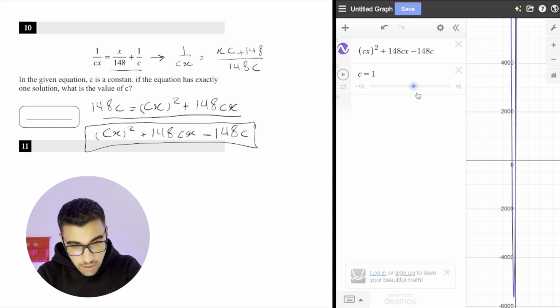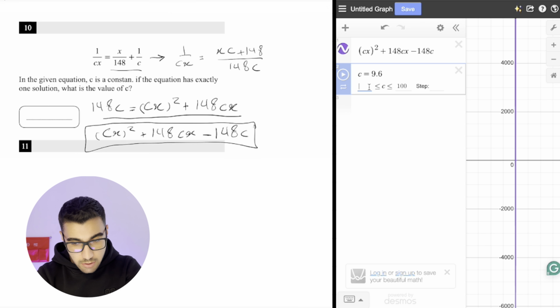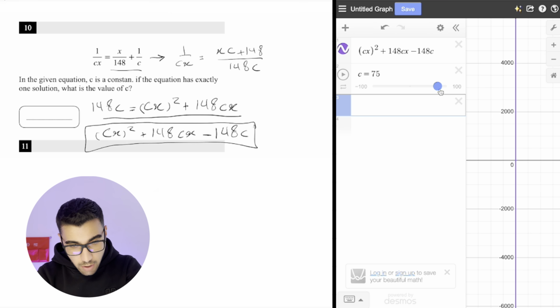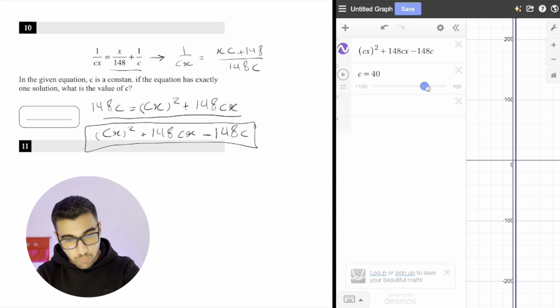So I want to move this slider so that we only have, let's just make this 100 for the range, negative 100. All right, as I go to positive, I couldn't see the graph really changing or going up, so I have only one solution or one x-intercept.